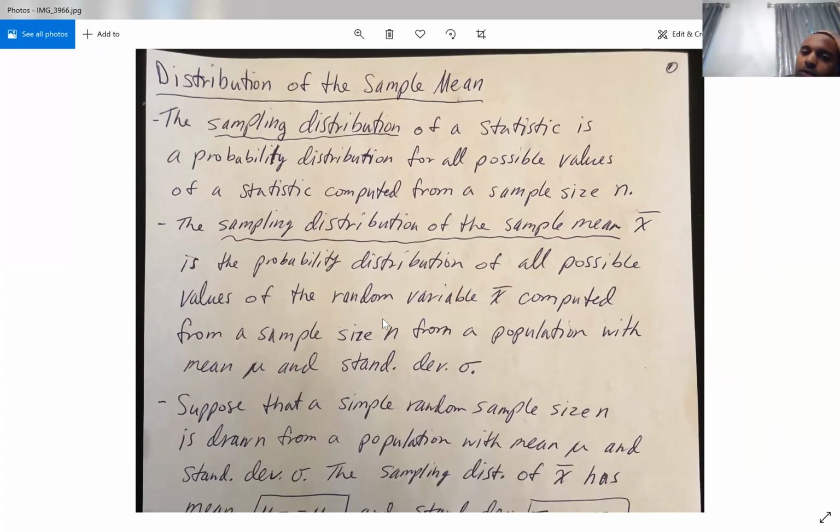The sampling distribution of the sample mean, which is x bar, is the probability distribution of all possible values of the random variable x bar computed from a sample size n with the population mean mu and standard deviation sigma. When we put numbers on it, it'll probably look better and we'll be able to apply the process. So we'll put some numbers to it.